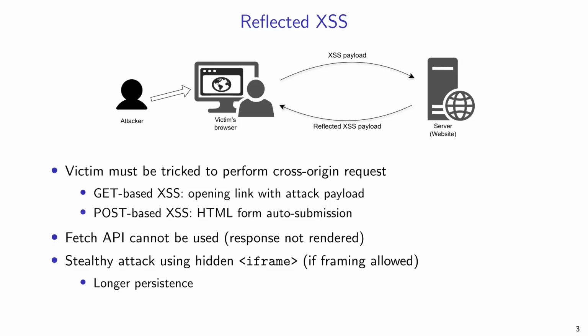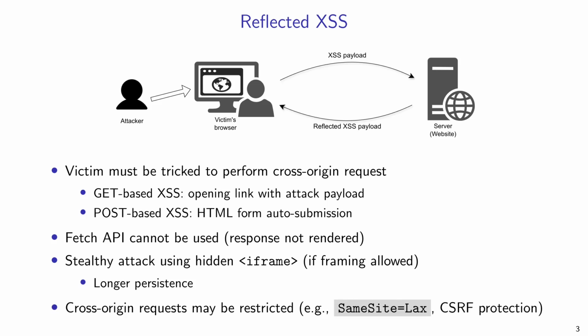Now, the biggest limitation of these reflected XSS attacks is that cross-origin requests may be restricted by the vulnerable website. For instance, the website may use SameSite cookies or have other CSRF protection measures in place. This, however, would usually apply only to POST-based requests. Therefore, exploiting GET-based reflected XSS might be more feasible.